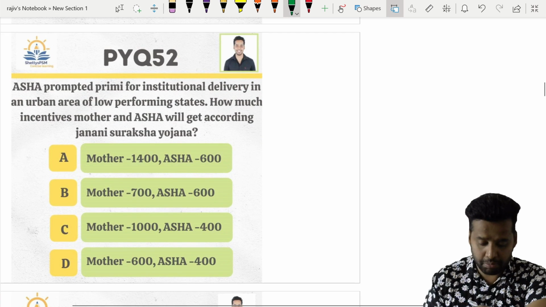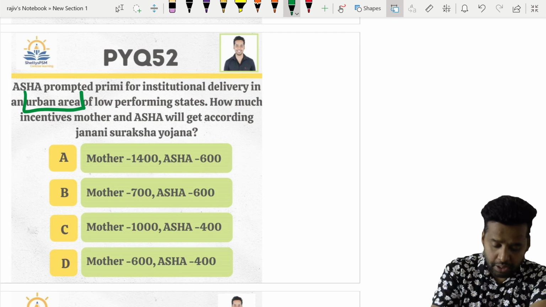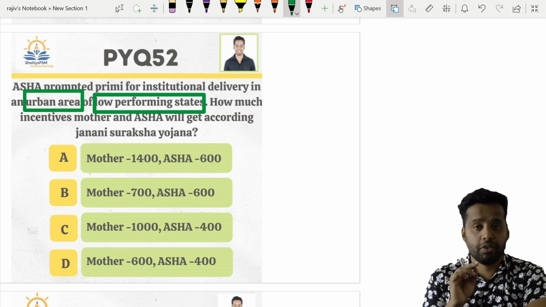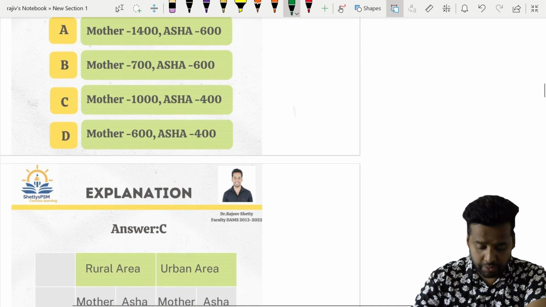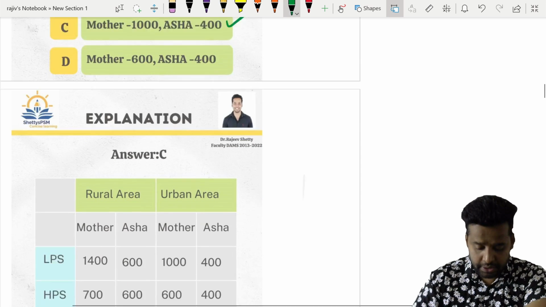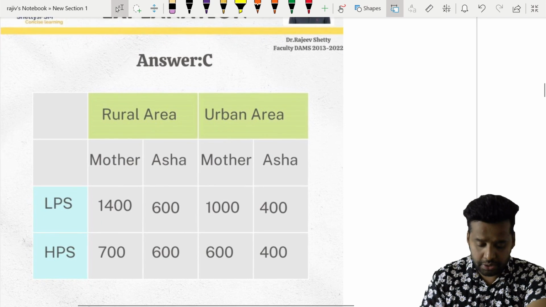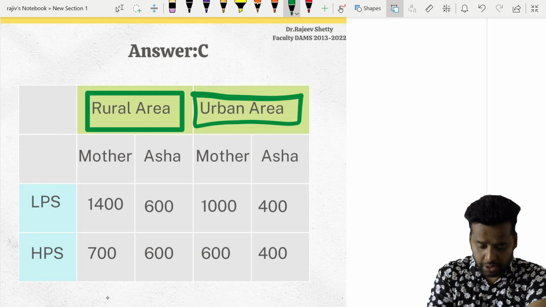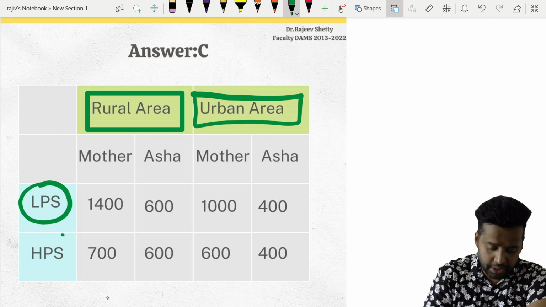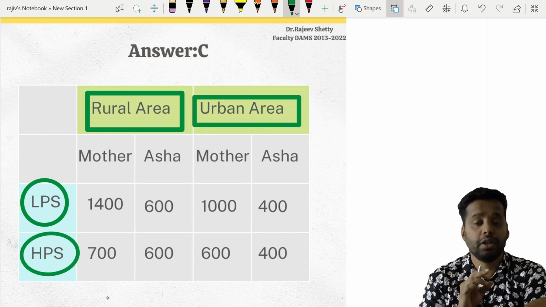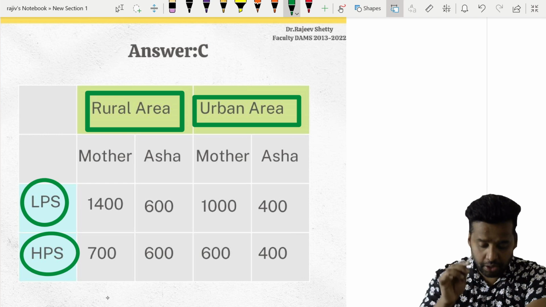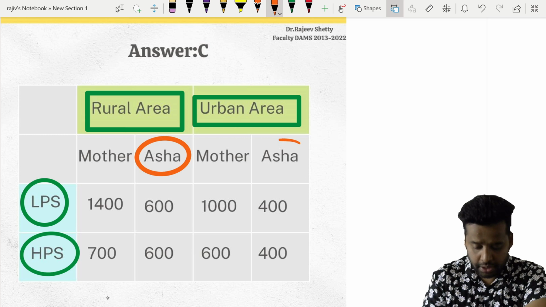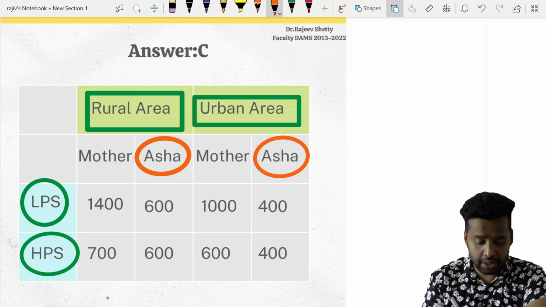Outcome of TB treatment. Institutional delivery, urban area, low performing state. The table is given for you. Answer is option C. See this, the table under Janani Suraksha Yojana, rural area, urban area. This is how you classify low performing state, high performing state, depending on the rate of institutional delivery. Always keep this in mind. Rural area ASHA will get 600, urban area ASHA will get 400.